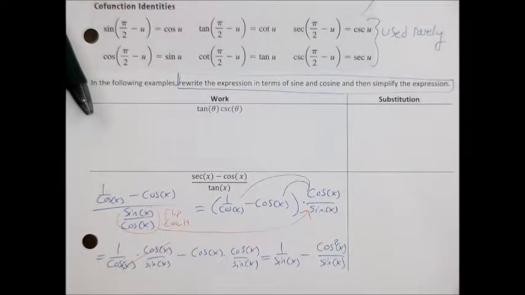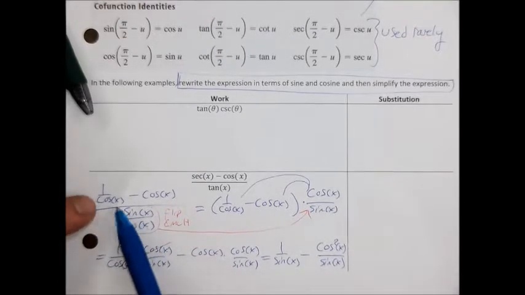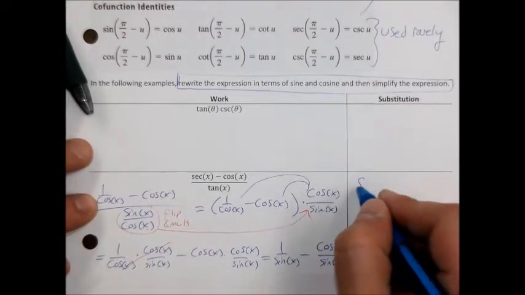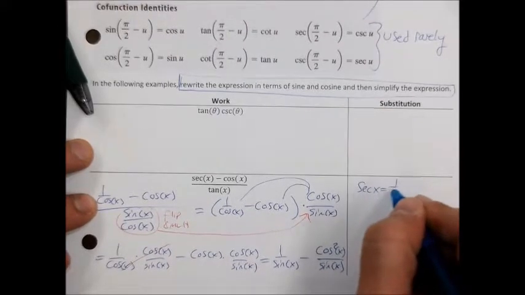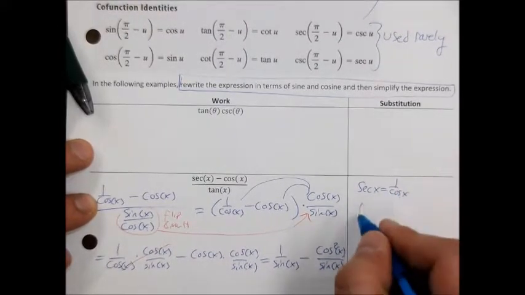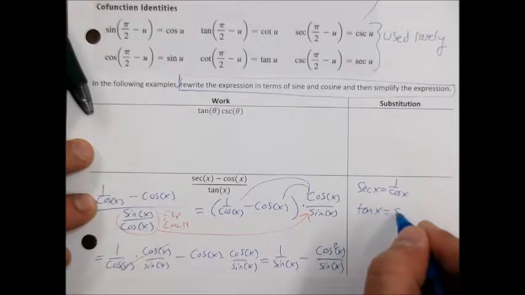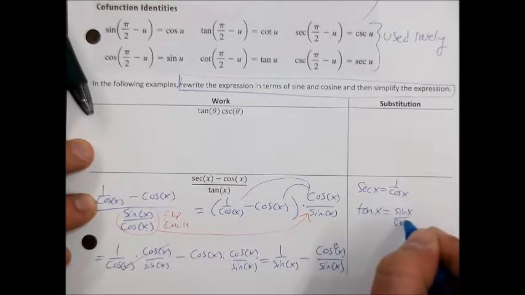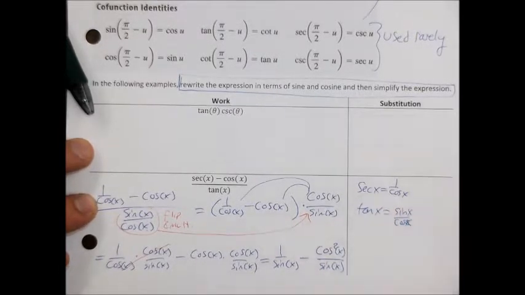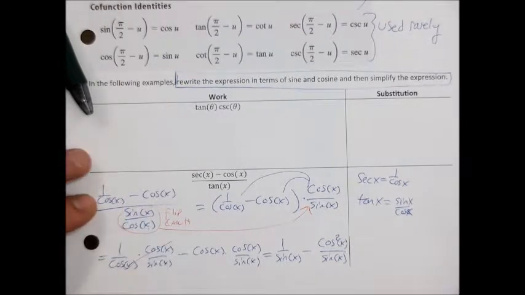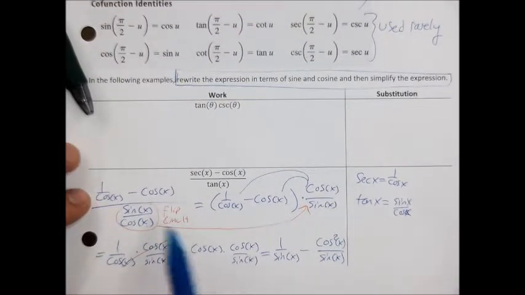I'm sorry, I forgot to do my justifications. I said it out loud, but I didn't write it in the right-hand side here. So let me just go back to the beginning. In the very first situation, I made the substitution that secant is 1 over cosine, and I made the substitution that tangent is sine over cosine. Sorry, I forgot to keep track of that stuff. So that's what gave me that first thing. Right. And then I flipped and multiplied.